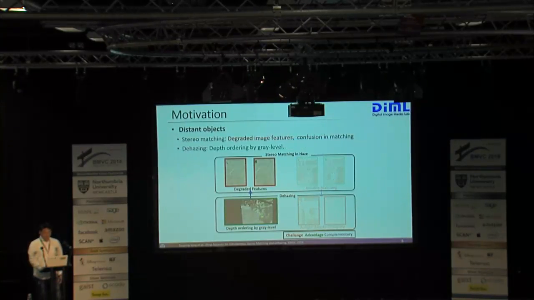For distant objects, stereo matching performance will be degraded because degraded image features cause confusion in the matching cost computation. However, the dehazing task can acquire the depth ordering from the gray level of the pixels. Depth cues from the dehazing can help the stereo matching for hazy regions.